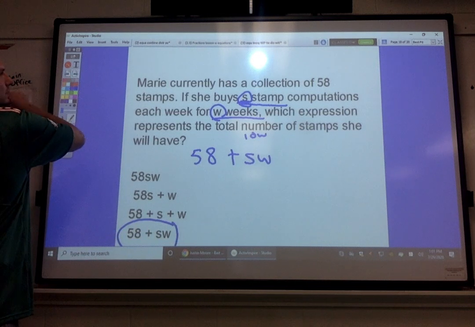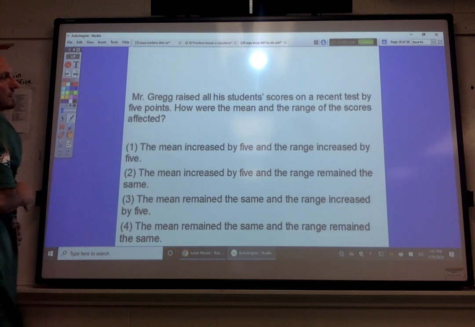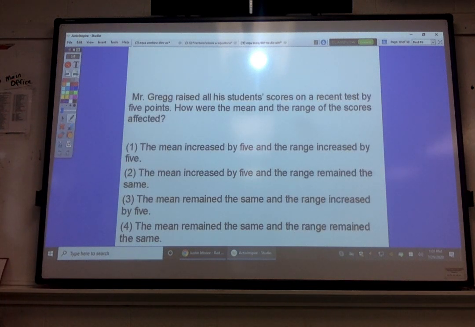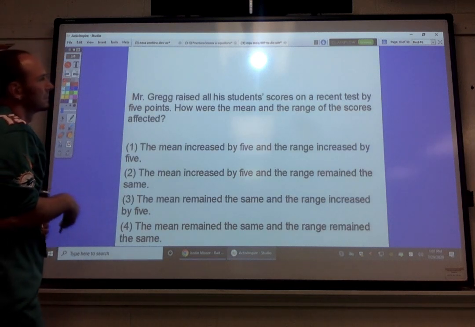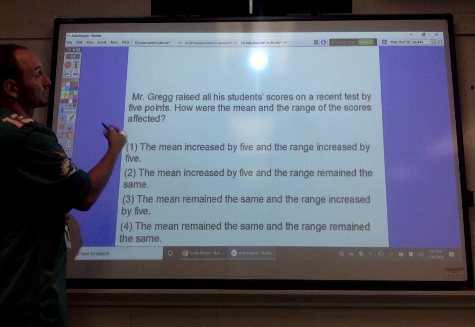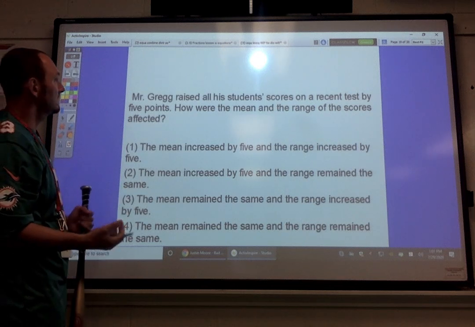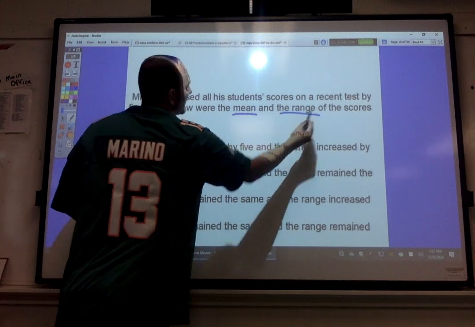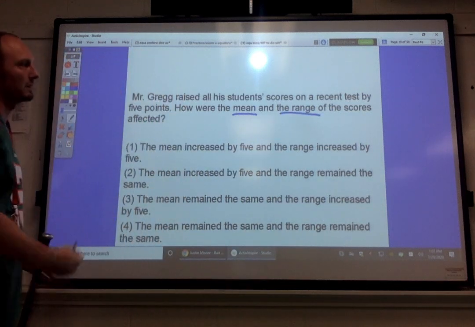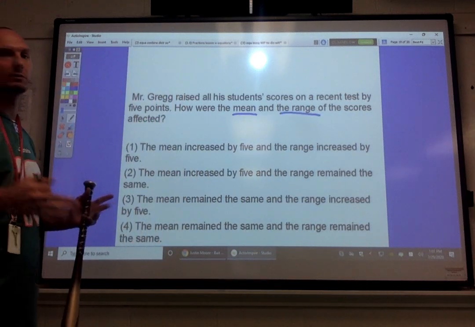Two more. So here we're talking statistics a little bit. Doesn't really belong here. I like this question anyway. So, Mr. Gregory raises all your scores, yay, by 5 points. How were the mean and the range of these scores affected? Mean is your average, range is the high and low.